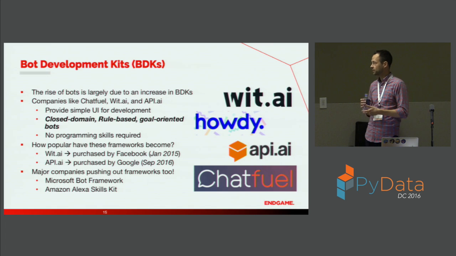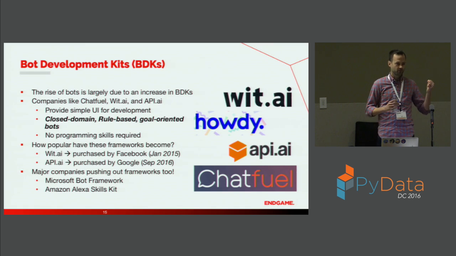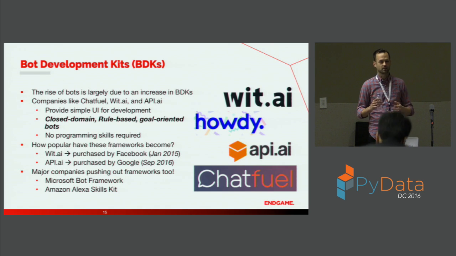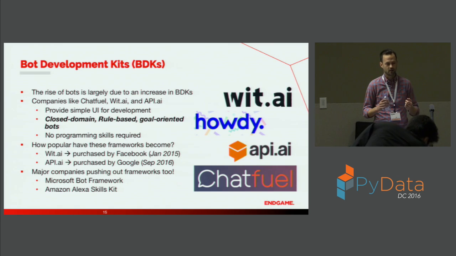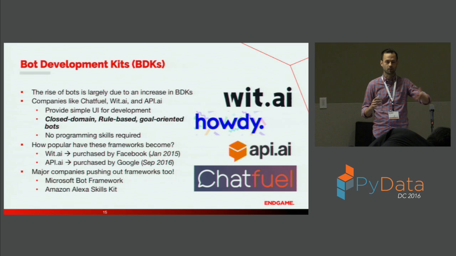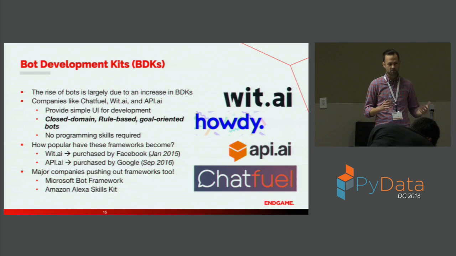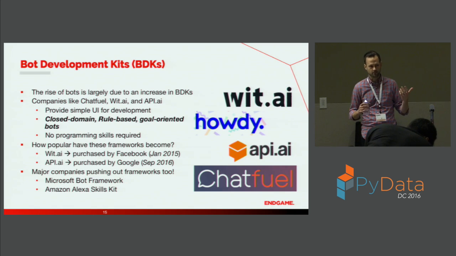They've gotten so popular that they've been purchased by some of the big boys. Facebook bought Wit last year. By pure happenstance, Google bought API AI like 2 weeks ago when I was making this slide. And then Microsoft and Amazon are creating their own bot development kits because they have platforms to service them. So they want to try to get developers in there the same way the App Store and Google Play did 5, 6 years ago.